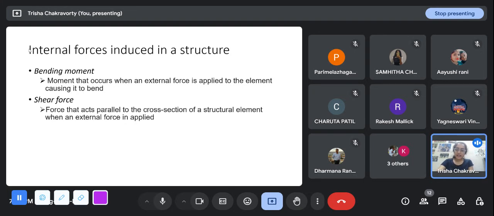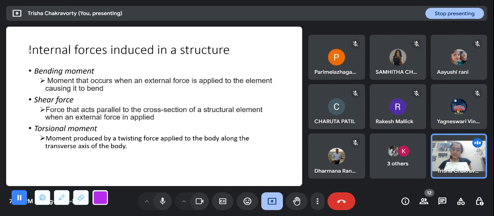And again, this bending moment and shear force are both generated due to forces that are parallel to the cross section. Suppose this is a beam, then this is its cross section. Any kind of force that is applied parallel to the cross section, that is in this direction, will give rise to both a bending moment and a shear force. Shear force is the force and bending moment is the moment.